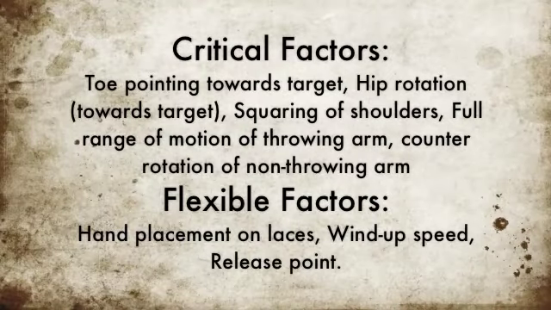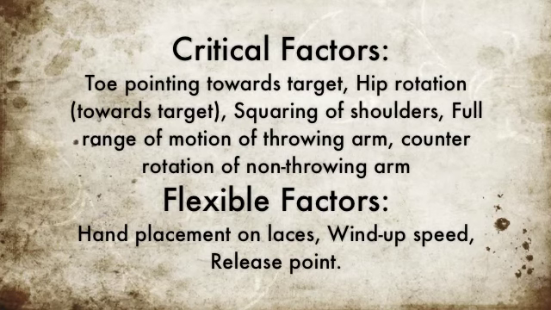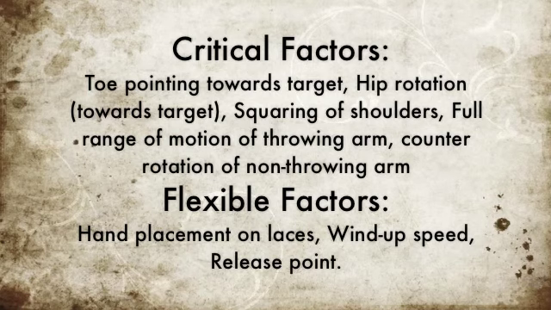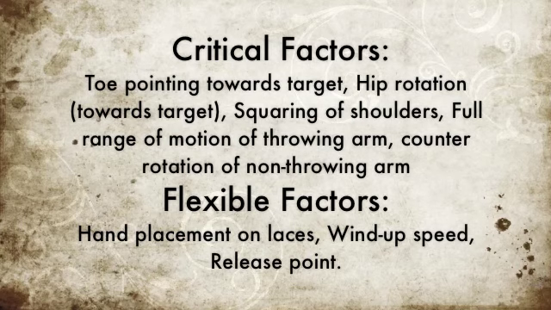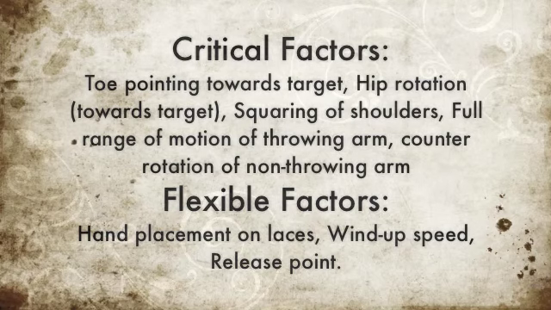The critical factors for throwing a football are pointing the front foot toe towards the target, rotating the hips and opening them towards the target, squaring the shoulders, creating a full range of motion of the throwing arm, and raising the non-throwing arm so that the elbow is even with the shoulder. The flexible factors are the hand placement on the laces, the wind-up speed, and the angle that the ball is released at.